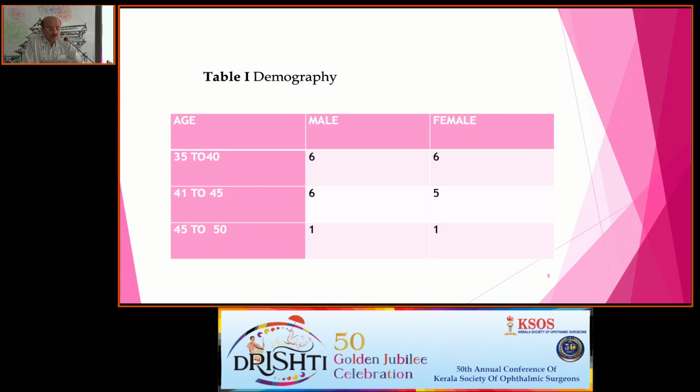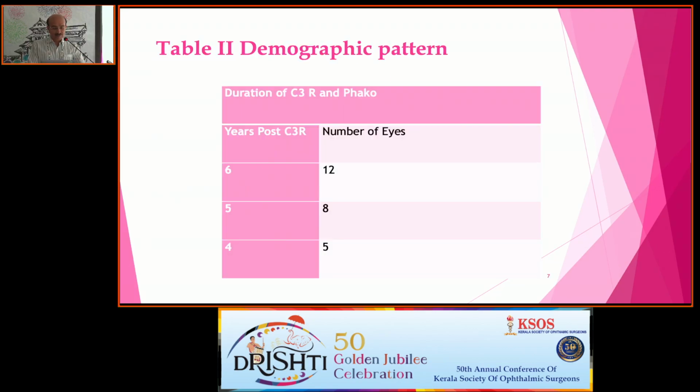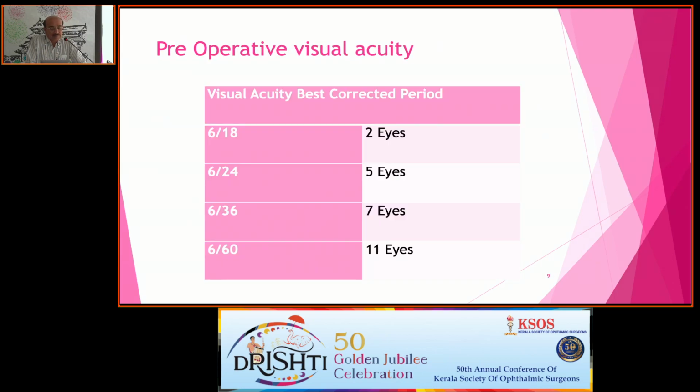This is the demographic pattern. As you see, the majority of the patients are between 25 to 45 years. This is a graph. Duration of C3R and phaco: 12 eyes had 6 years post C3R, 8 eyes 5 years post C3R, and 5 eyes 4 years post C3R. This is a graph. Best corrected visual acuity preoperatively was 6/18 in 2 eyes, 6/24 in 5 eyes, 6/36 in 7 eyes, and 6/60 in 11 eyes.